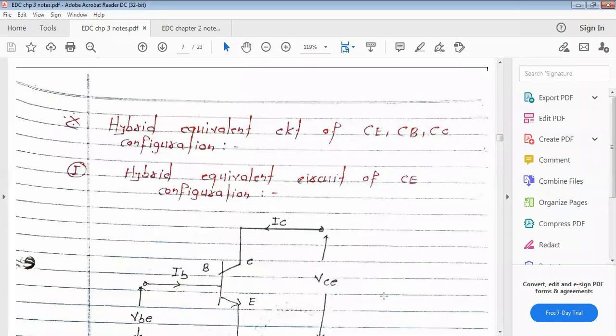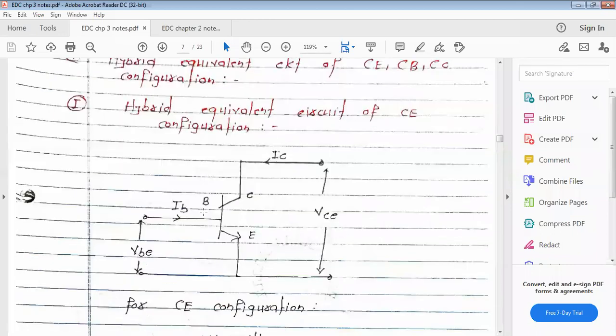Now again, you have to draw the equivalent circuit for all the 3 configurations. Now see, hybrid equivalent circuit for common emitter. It is a very easy part. First draw the common emitter. How can you find the common emitter? See, the emitter terminal is common for input and output. Here is VB, the input applied to the base. Why? Emitter is common, so input is applied to the base, and output is collected at the collector.